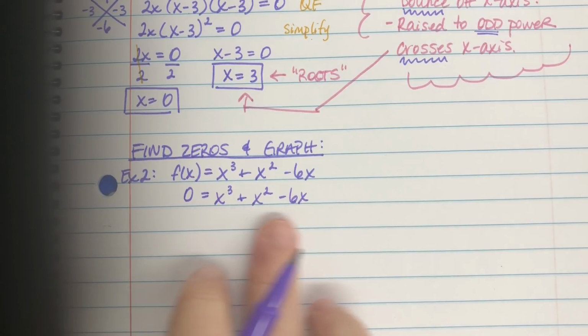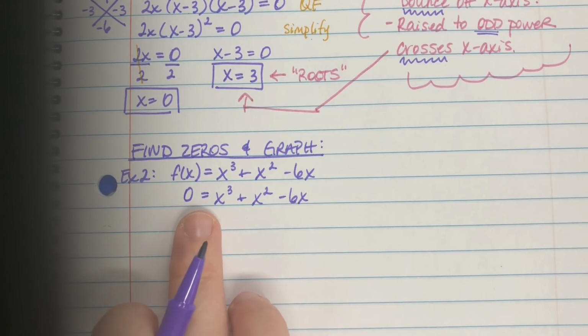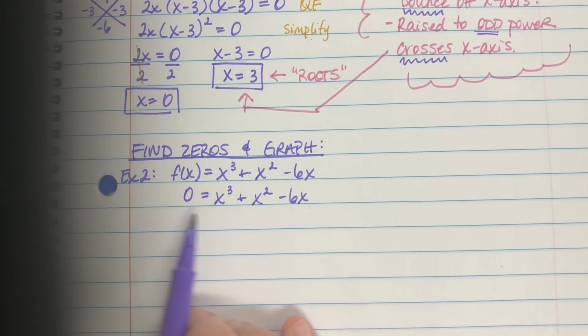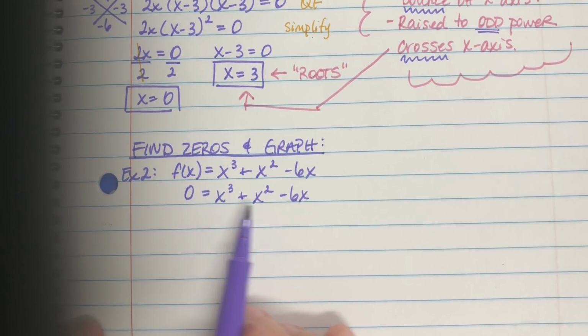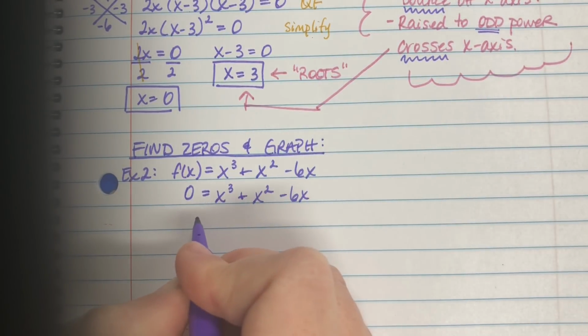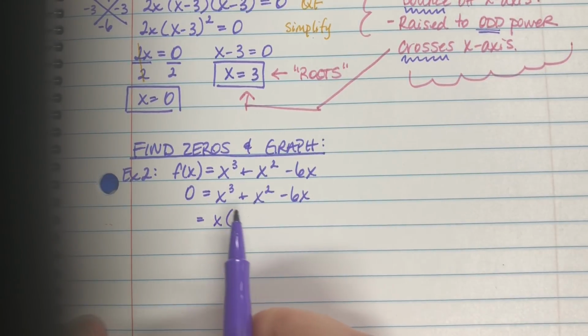Now that we've got it set to 0, we'll go ahead and find our greatest common factor. Remember, we look at our numbers first. I've got 1, 1, and 6. There's never going to be a greatest common factor if you have a 1. Remember, the only thing that goes into 1 is 1. We'll take a look at our x's, though. Each of these terms does have at least one x. That is your GCF. So we're going to go ahead and take that out.